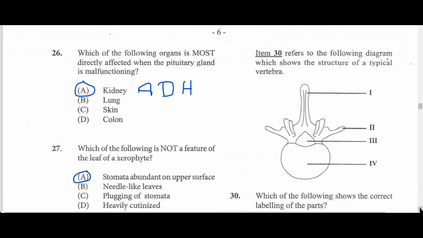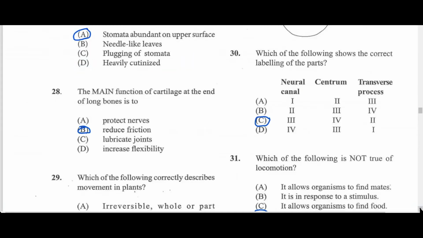27. Which of the following is not a feature of a leaf of a xerophyte? Of course, stomata abundant on the upper surface. Not even in a regular leaf are stomata abundant on the upper surface. They are usually abundant on the lower surface. So the answer here is going to be A for 27. So we move on to 28.